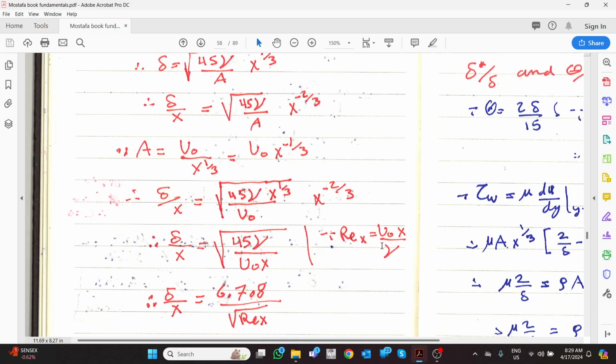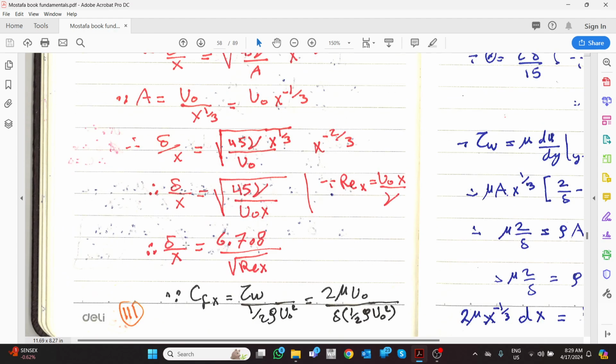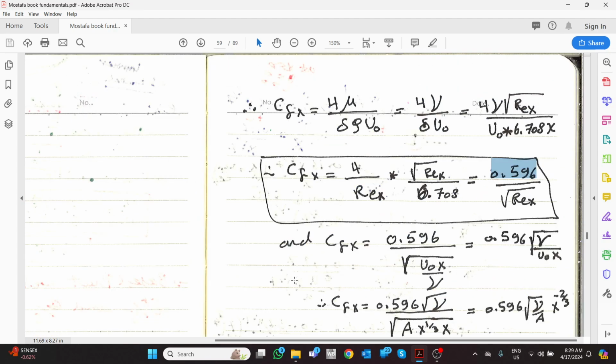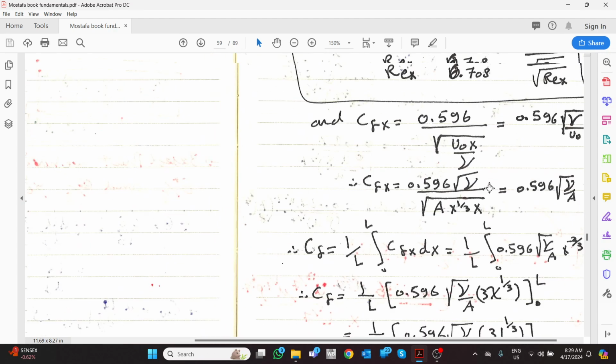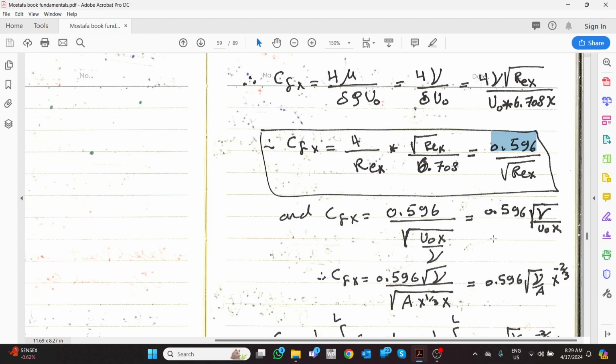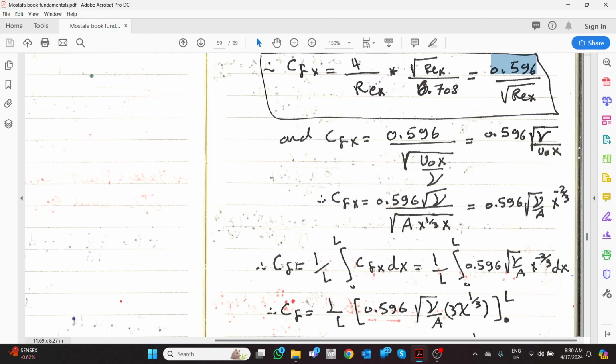Why? Because we always have a term, always delta by x, with Reynolds number in the base. Same concept, Reynolds number in the base. You need to try to get Cf. Cf is very simple. You can put this number directly.